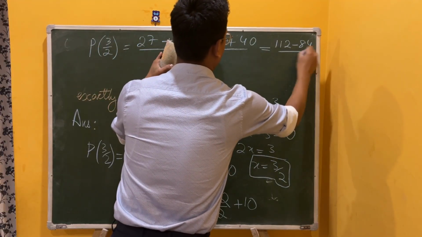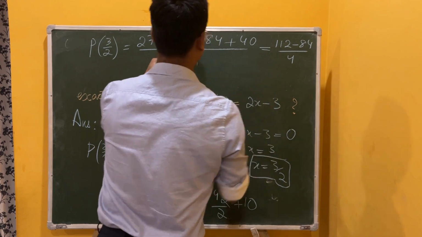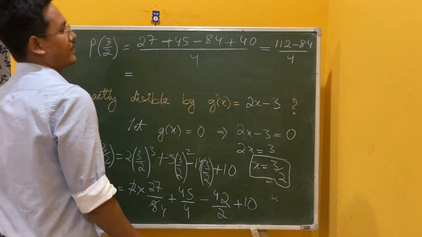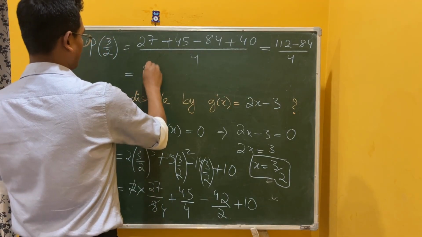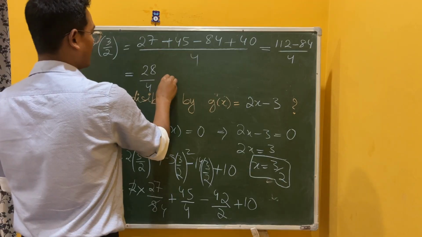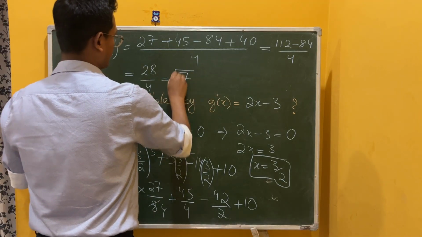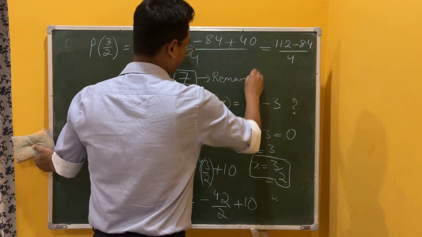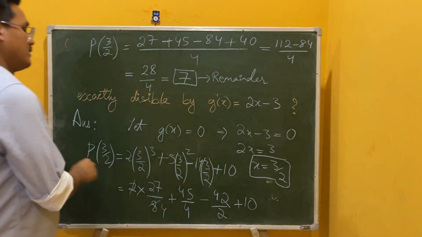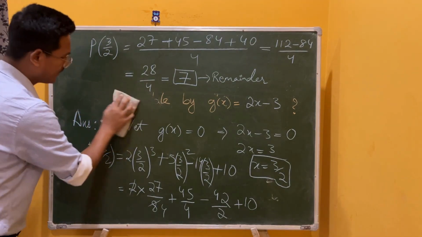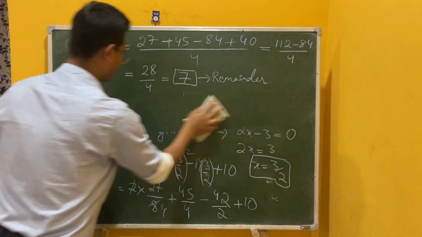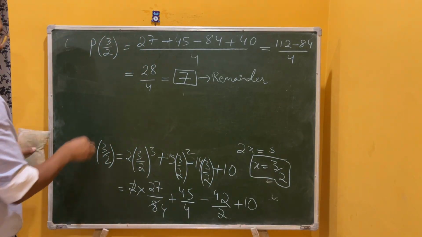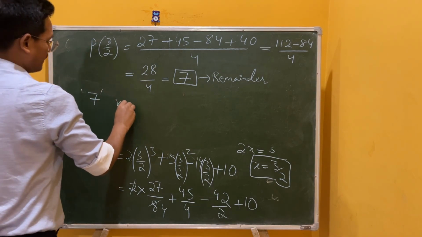So this is 28 by 4, and it is 7. This is your remainder. So what must be subtracted? 7 must be subtracted from the polynomial p(x).